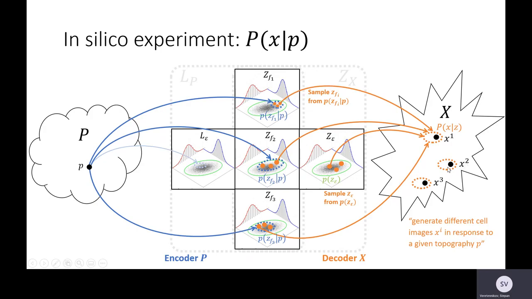And so why do we take a single point from each of the regions? Because again, usually the points in this distribution of Z given P are quite similar. So to see different images of cells which look different, we may want to sample multiple times from ZF and take at least 1 point from each of these small distributions. And as a result, we get a collection of Xi, which is the output of our in silico experiment.